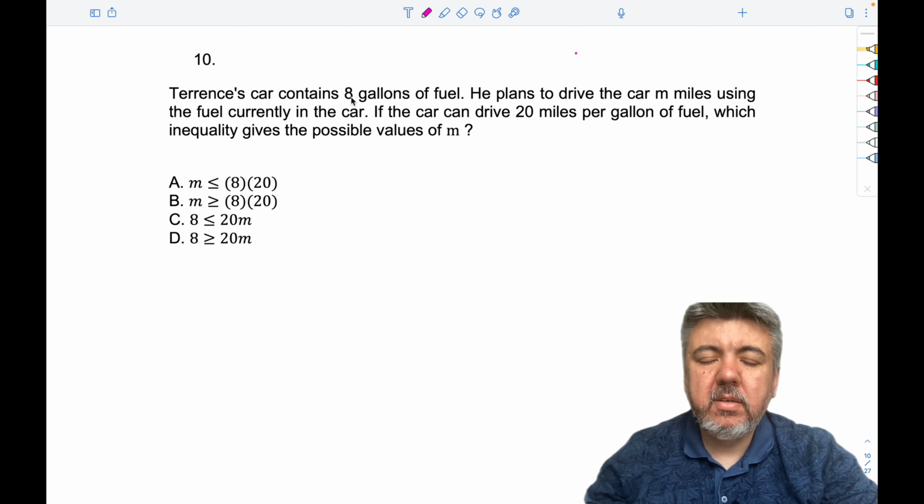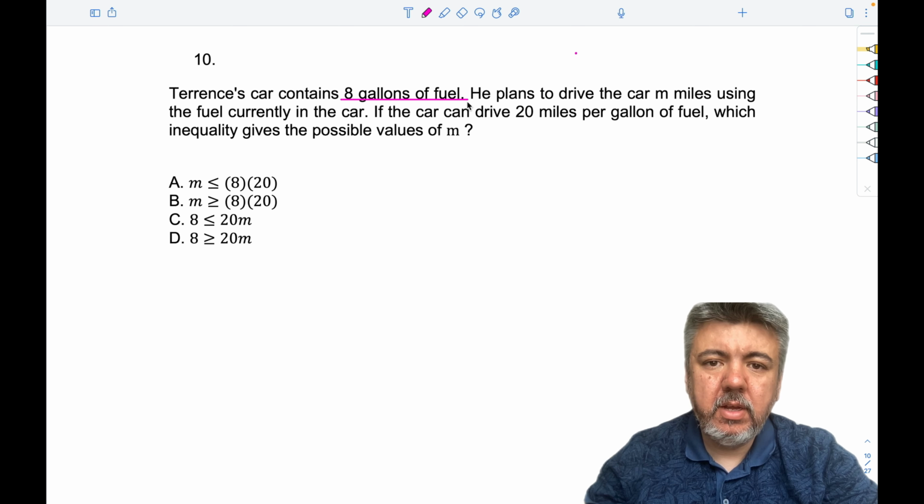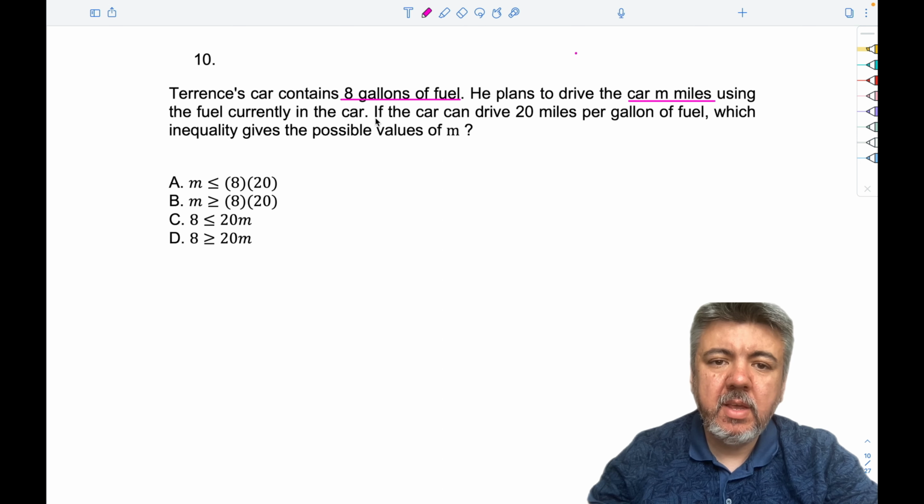Terrence's car contains 8 gallons of fuel. He plans to drive the car m miles using the fuel currently in the car. If the car can drive 20 miles per gallon of fuel, which inequality gives the possible values of m?